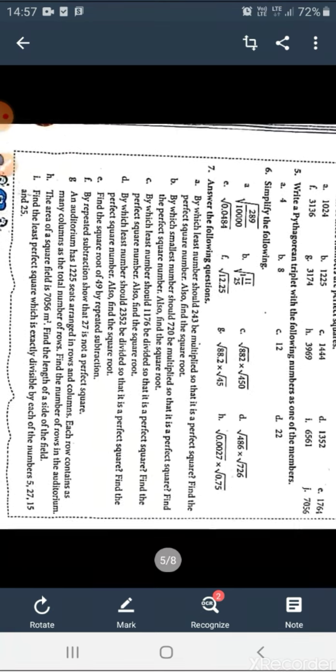So now question number 7 part H. The area of a square field is 7056 meter square. Find the length of a side of the field. Parts G and I you will do yourself. You have the same examples in your book, and with their help you can solve them. So I will make you understand part H of question number 7. So the area of the square field is 7056. You will find the side of the square.